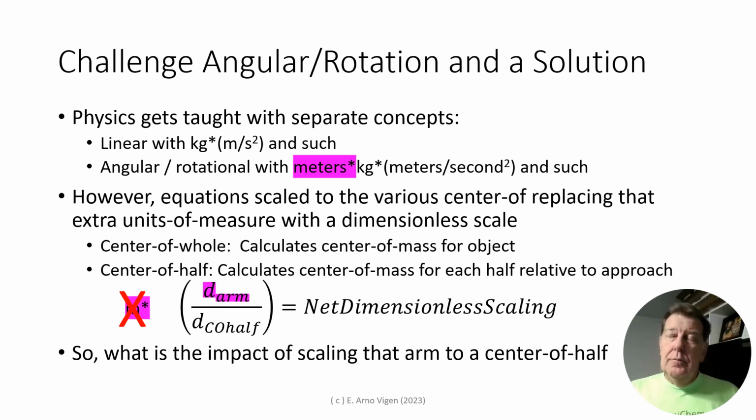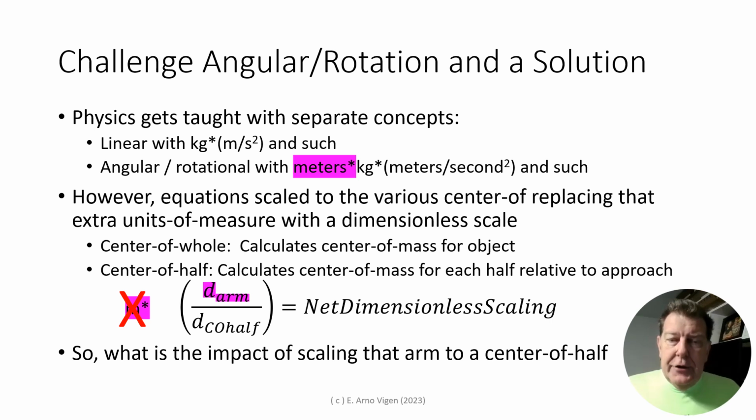There's linear force, momentum, and things like that, which is taught as, say, kilograms times meters per second squared, or kilograms times meters per second, for momentum. Similarly, angular momentum or rotational acceleration is taught as meters times kilograms times meters per second. So there's this extra meters term. However, the equations are very difficult. How does an engineer then transfer between the two systems? And the way we're teaching it today makes that a challenge.